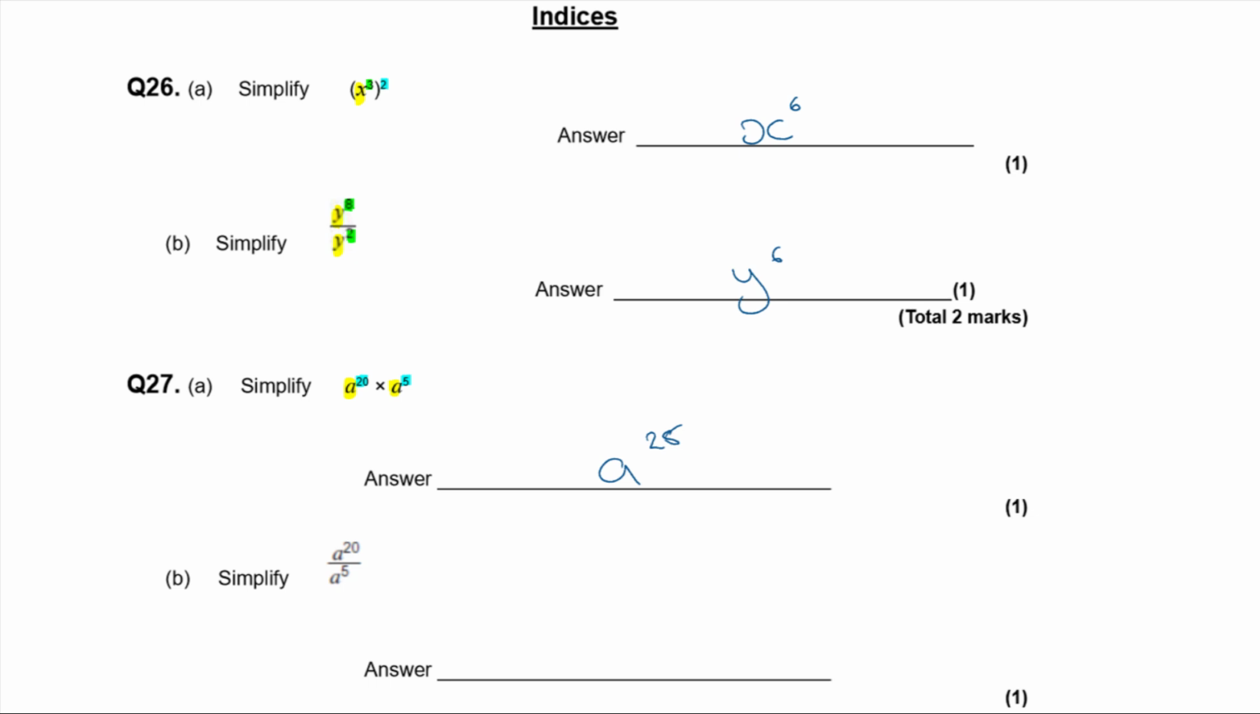Then we've got 2 numbers with the same base that we're dividing. So we're going to subtract those indices from each other. So that is going to be a to the 20 minus 5. It's going to be a to the 15.